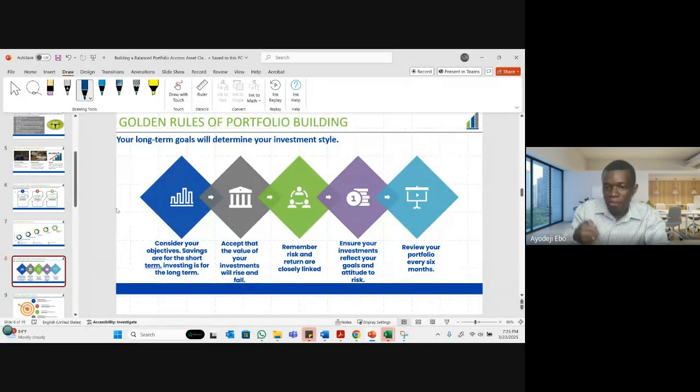If I'm allocating 10%, say 10,000 naira in quotes, to stocks before, and I see that the stock market has crashed significantly and the business model of those companies have not changed, I may increase my allocation to 15%. This is just for example, we'll look at the allocation even as we progress. I may increase my allocation as we progress. So that is really very, very important.